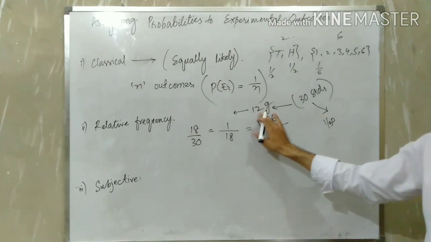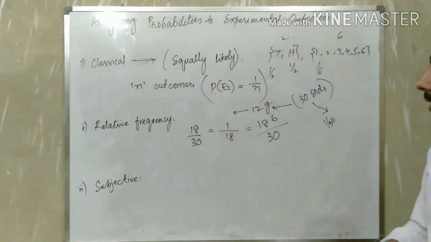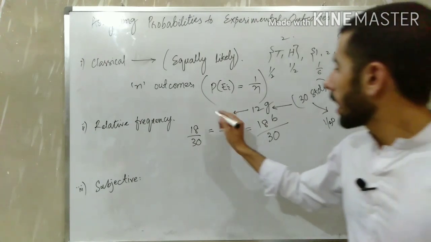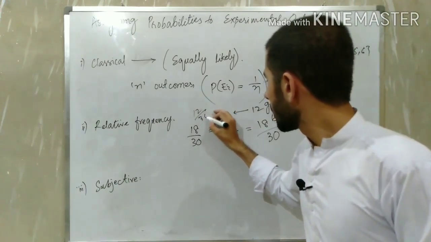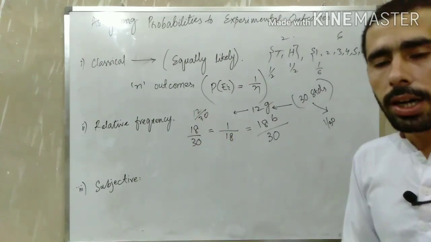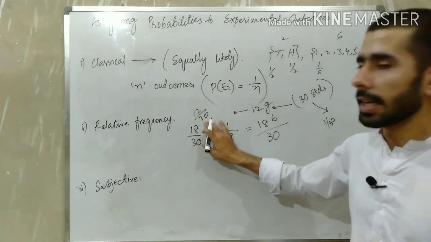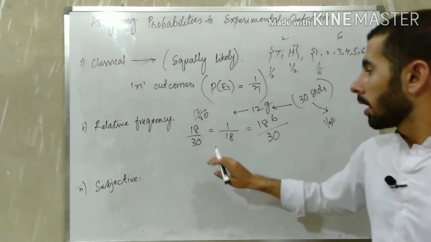Similarly, the chance for a girl to get selected as CR is 12 by 30, because there are a total of 12 girls. Any of those 12 girls can get selected as the representative of the class, and there are a total of 30 students.